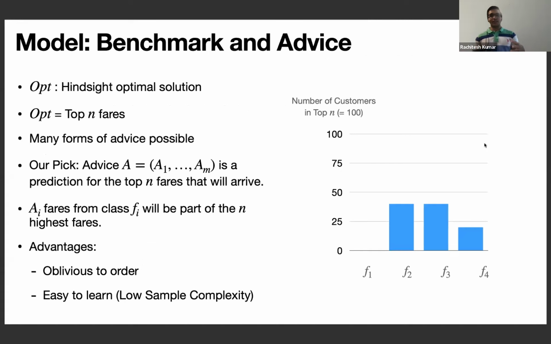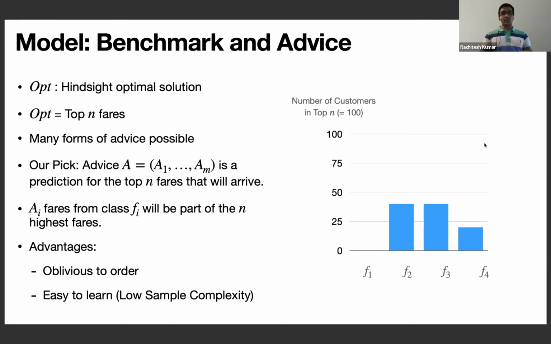Okay. So let me define a few terms, including our advice. We are going to measure the performance of algorithms as compared to the hindsight optimal solution. This is the revenue you can attain had you known the entire customer sequence upfront. Right. As you might imagine, this is a simple knapsack problem. If I give you the entire customer sequence, all you need to do is pick the top N fares.